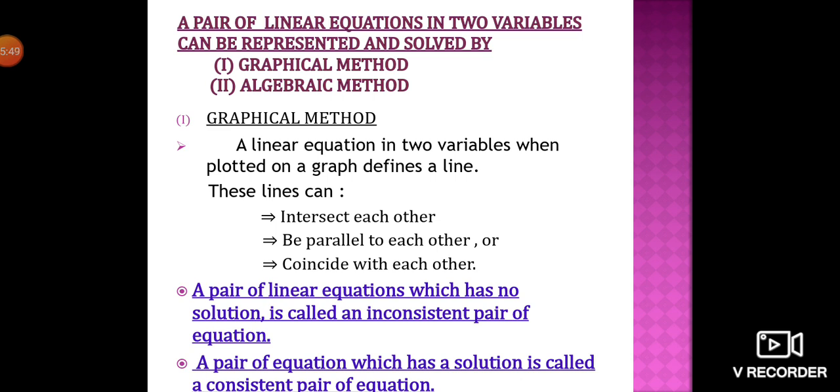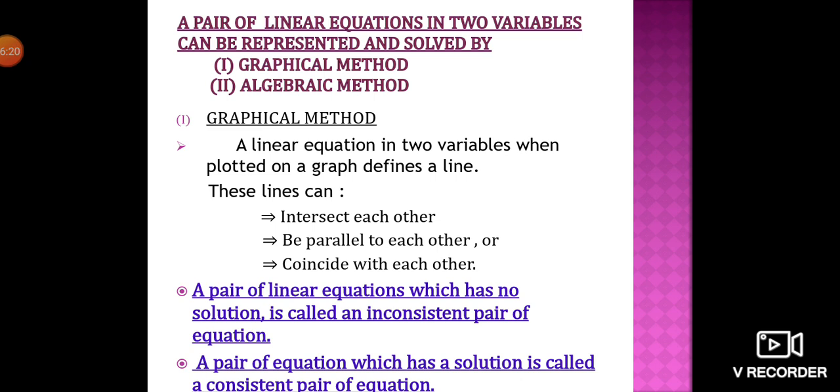And the third is that they coincide with each other. Coincide means one line lies over the other line, that is, both lines are on the same line. So only three possibilities are there. One is intersect: both lines meet at one point. Parallel means they don't meet at any point. And coincide means both lines are in one line itself.